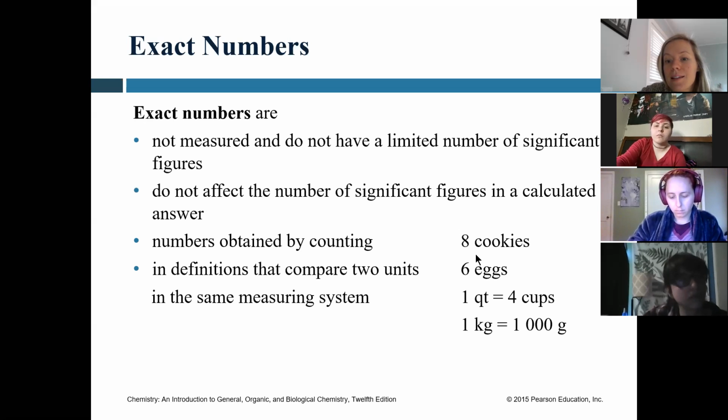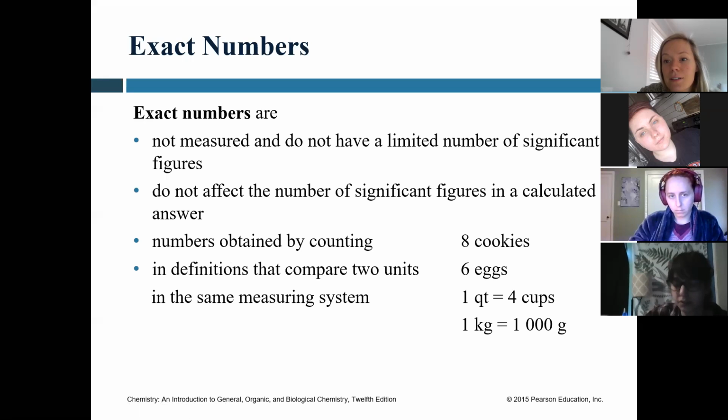8 cookies. It's kind of like saying 8.000000 with the zeros running all the way to infinity, because you can't get more precise than 8 cookies. 6 eggs, right? There's a discrete amount. And then these are conversion factors. So 1 quart equals 4 cups. That isn't up for debate or precision. You're not going to get better at relating those two by having a better measuring cup. That is just the definition of what those two are. So we say they have an unlimited number of significant figures. So if you were to ever use those in a calculation, you would just run off with unlimited sig figs. We'll do some of those a little later. So that'll make some more sense.